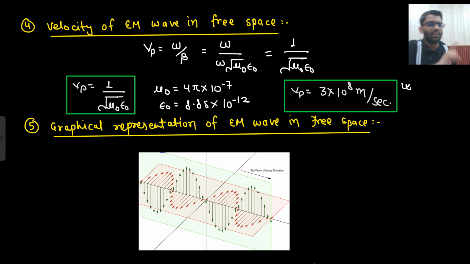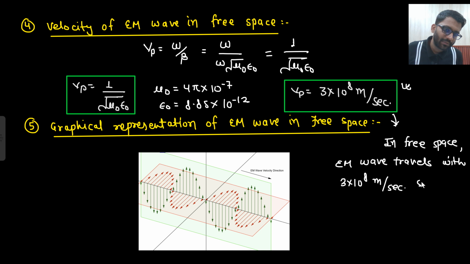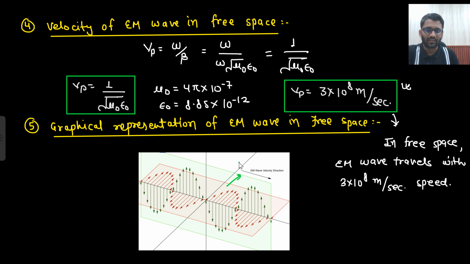In free space, EM wave travels with the speed of light, 3 into 10 to the power 8 meter per second. With this speed it travels. And what is the graphical representation that we have seen 3 times? This is the graphical representation. What is E, what is H? We have already seen. This is your E, this is your H, and this is your propagation.